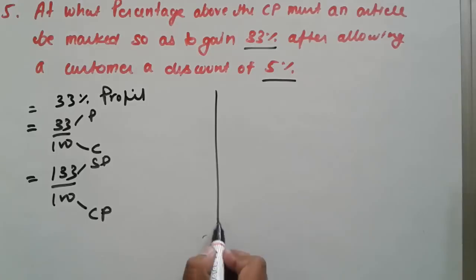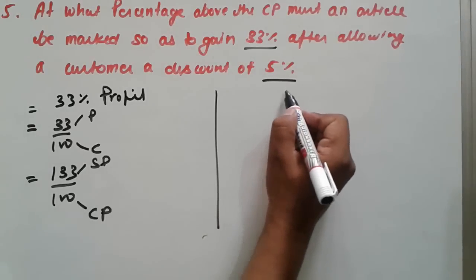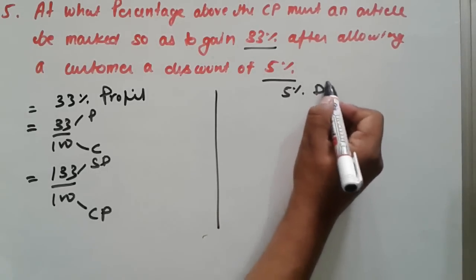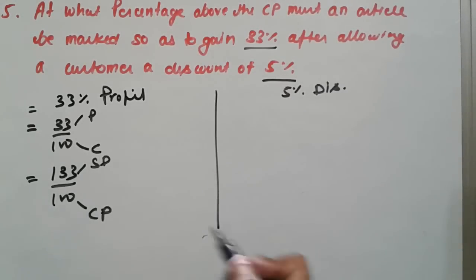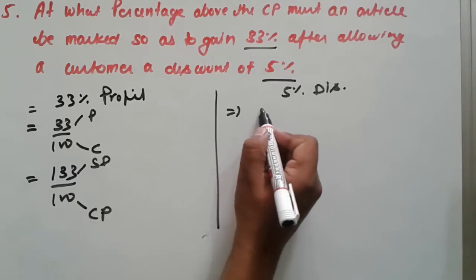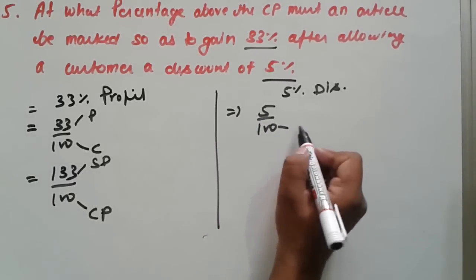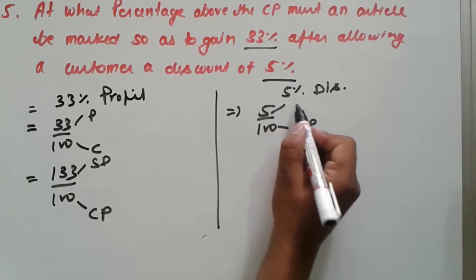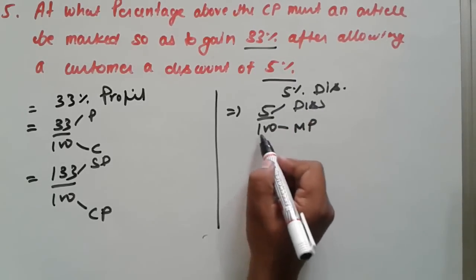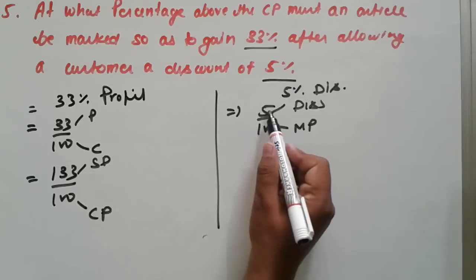Okay, so from the discount, there is a 5% discount. As we all know, discount is always calculated on market price, so it becomes the ratio 5 by 100. Here the denominator represents market price and the numerator represents discount. So for every 100 of market price, there is a discount of 5 rupees.